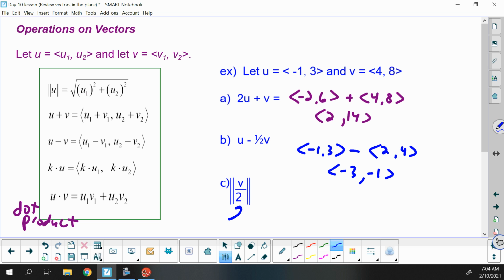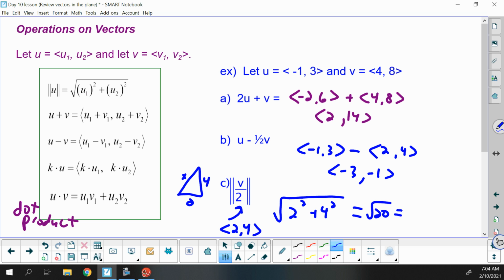So if we do v divided by 2, v divided by 2 is really 2 comma 4. And this is saying that we want to do the magnitude for that. Well, 2 comma 4 as a component form vector means we're going right 2 and up 4. So essentially what we're doing is we've got the square root of 2 squared plus 4 squared. That would be 4 and 16, which gives us square root of 20. And that's 4 times 5, so we have 2 square root of 5. And that would represent either the magnitude or the speed of v over 2.